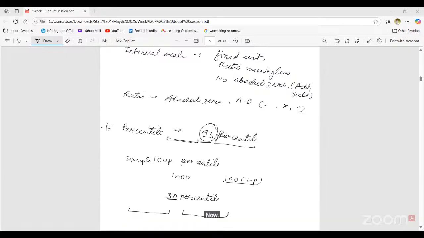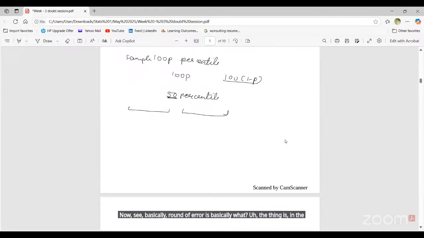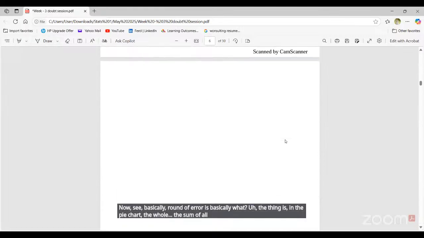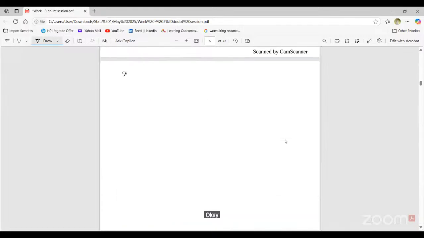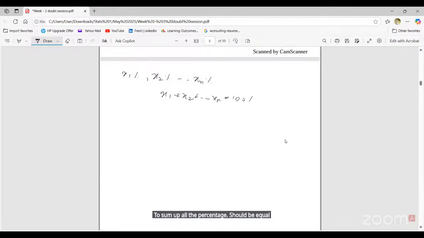Basically, what is round-off error? The thing is, in a pie chart, the sum of all the percentages should be 100%. If you have x1%, x2%, and so on up to xn%, the sum of all the values should equal 100%. Yes, I can understand that, but my consideration is round-off.